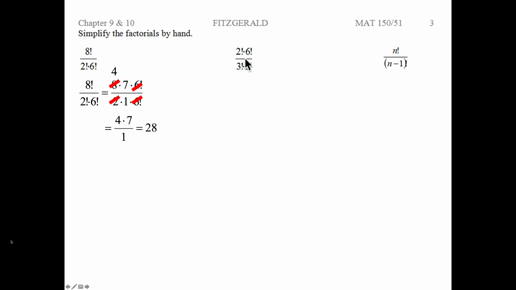Those are done. Now, who's left? Well, we got 3 factorial down here. We're going to count down until you hit 2 factorial. So 3 times 2 factorial. Leave the 2 factorial alone. We're going to cancel those.